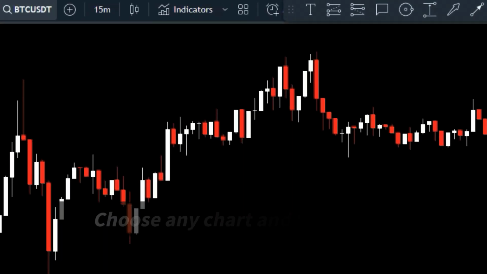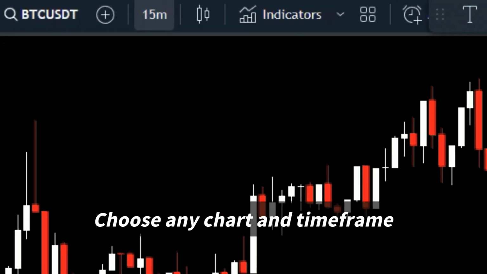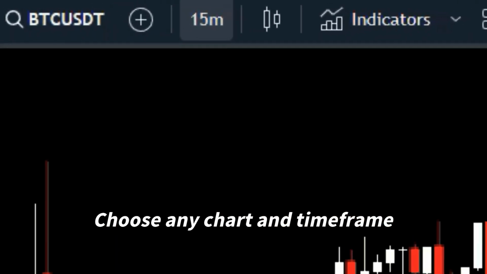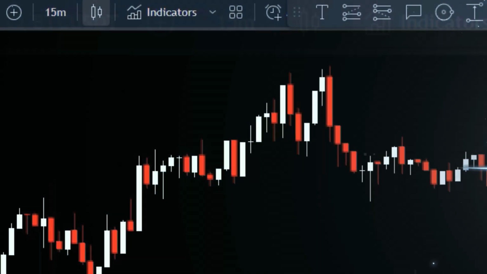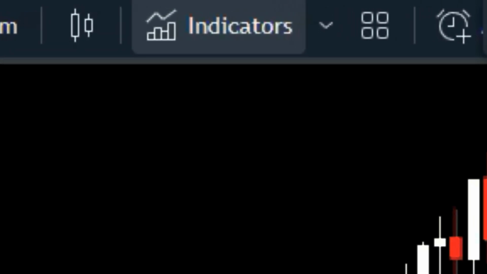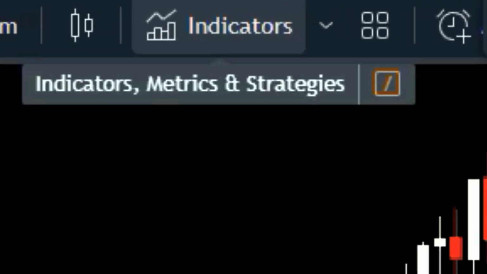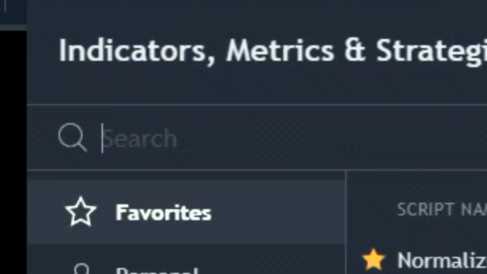Feel free to choose any chart and time frame you like. This bad boy works wonders across the board. Now, let's head over to the Indicators tab and get ready to discover the mighty DIY custom strategy builder. Trust me, this is the only indicator you ever need for this game-changing strategy.